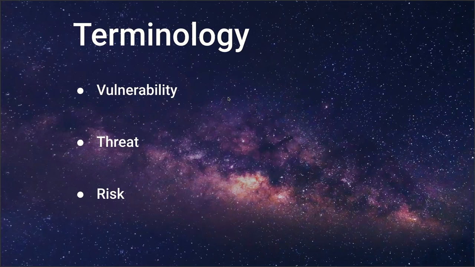So terminology is very important. In threat modeling, a vulnerability is basically a potential weakness in the system, you know, unpatched, misconfiguration, and all this stuff. A threat is an event that happens which exploits a vulnerability. A risk is actually the probability of that threat occurring, combined with impact.